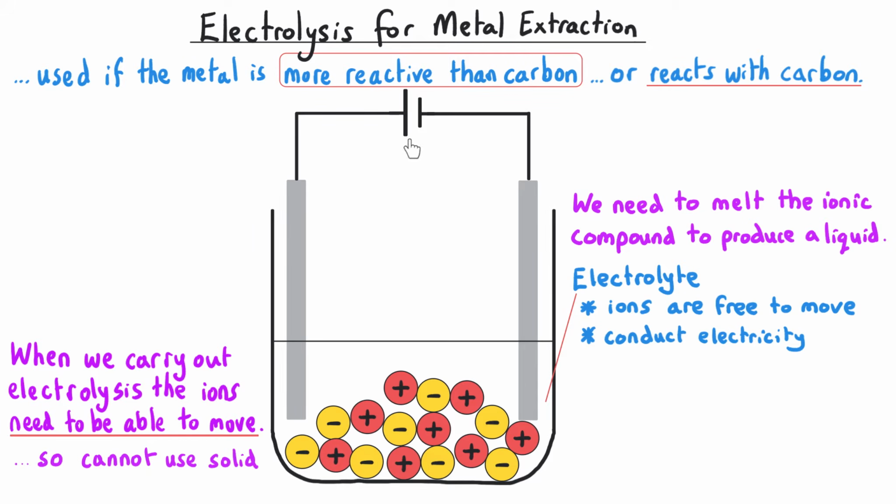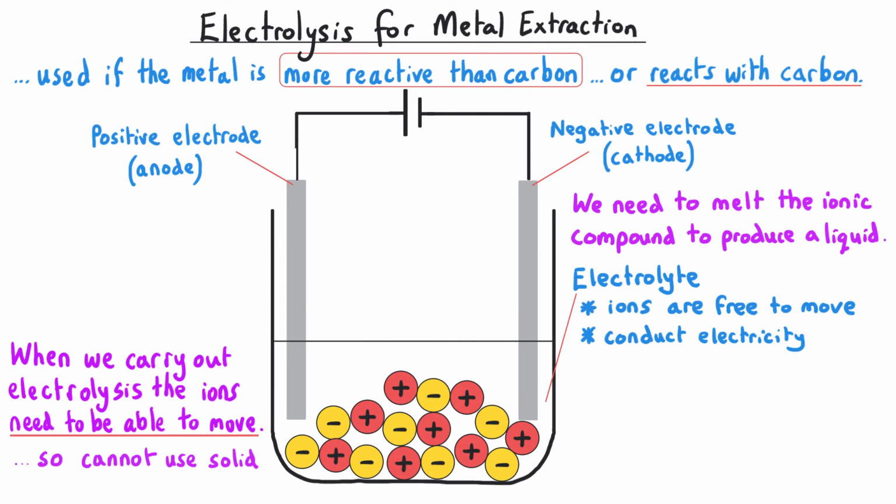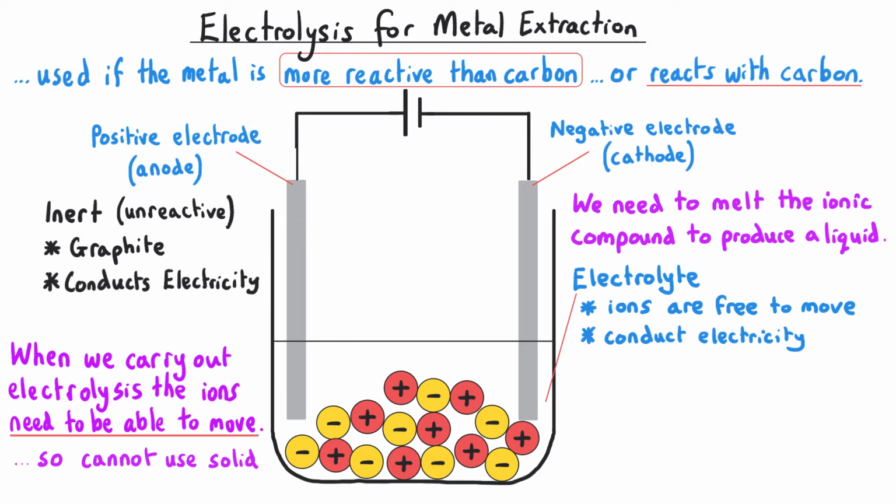And so when the power supply is turned on, the cell or the battery will provide the electrical energy that's needed to make the electrodes become positively and negatively charged. And we call the positive electrode the anode and the negative electrode the cathode. These will typically be made out of some inert material. That means it's unreactive. And most commonly we use graphite, which is a form of carbon, and that does have delocalized electrons which will conduct electricity. And these delocalized electrons move through the electrodes and through the wires.